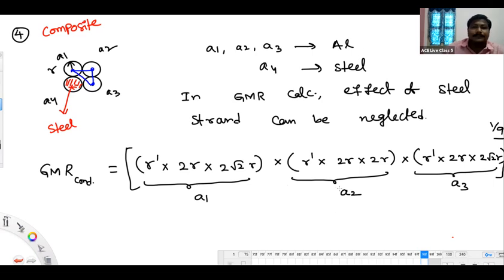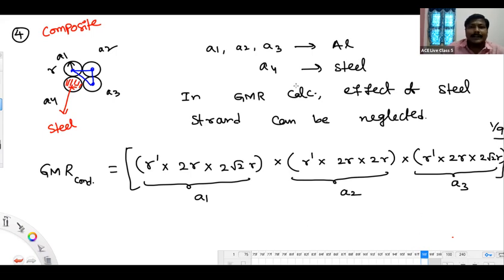Why are we neglecting the effect of the steel wire? Because it is not carrying a good amount of current. Well, I think all of you are getting this.